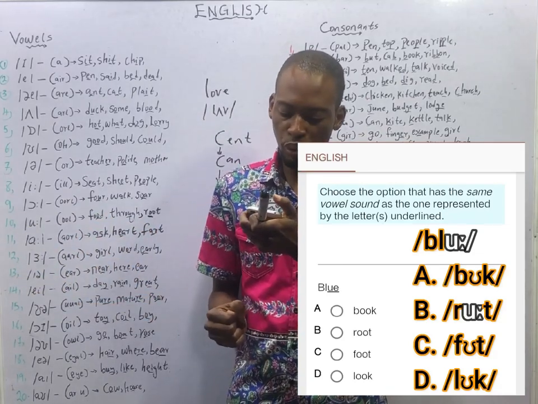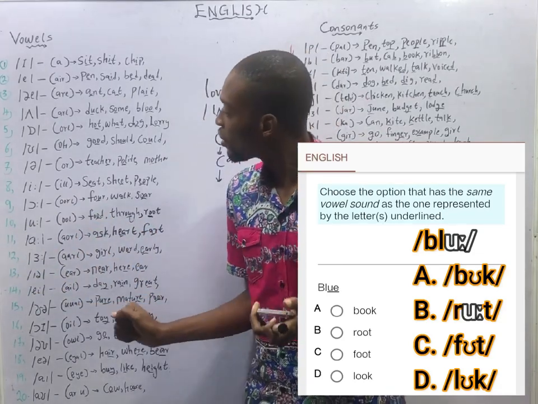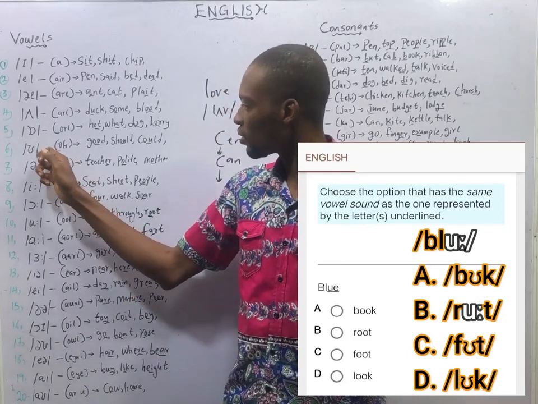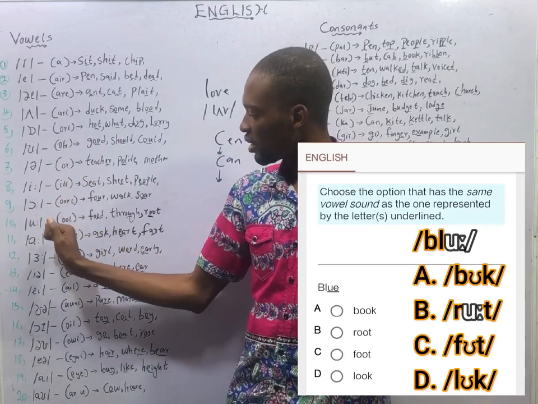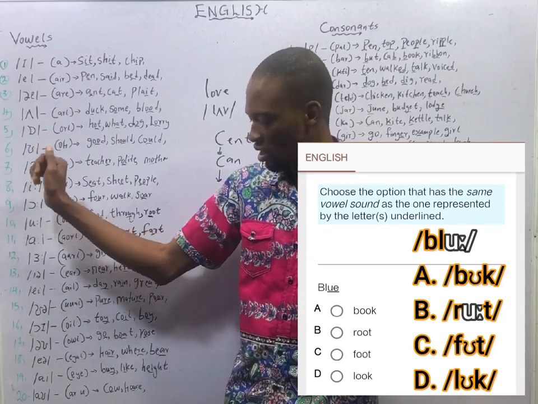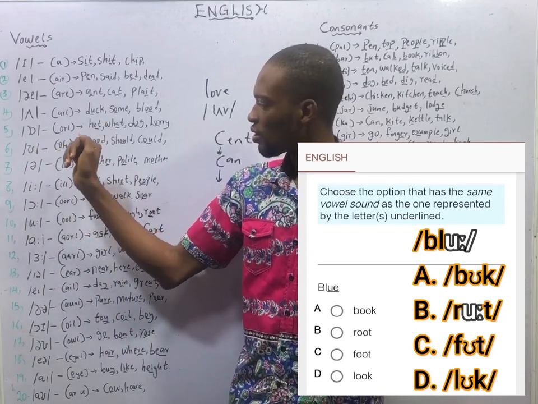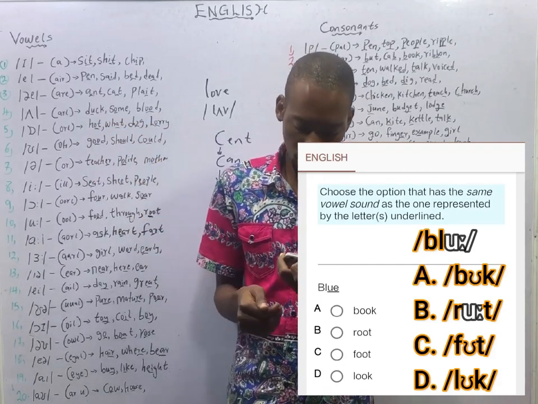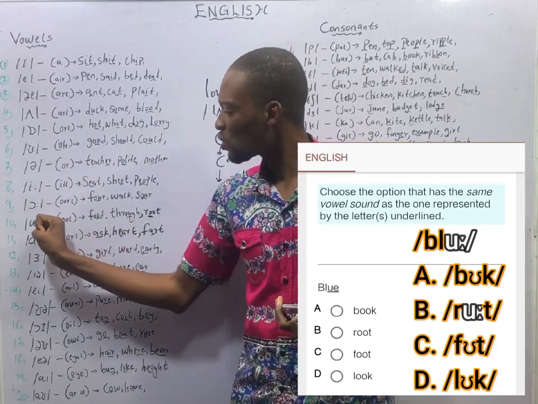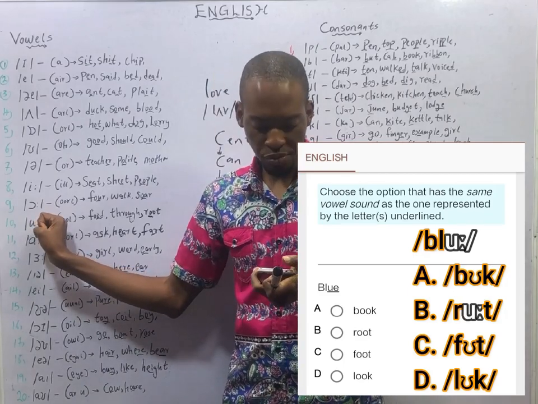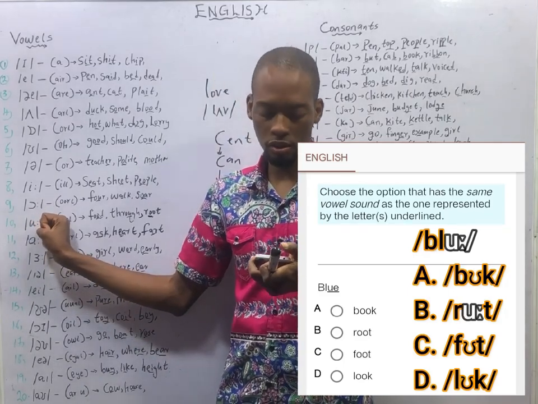Option A, book. Option A has the short o sound, book. This is the long o sound. This is the short one: book, good, should, code. Then we have roots. Roots has the oo sound, which means option B is the correct option.